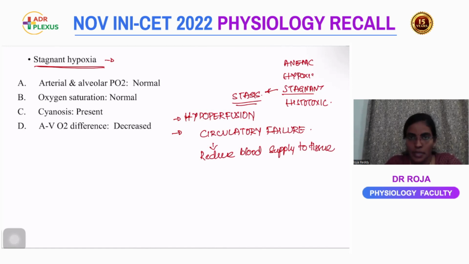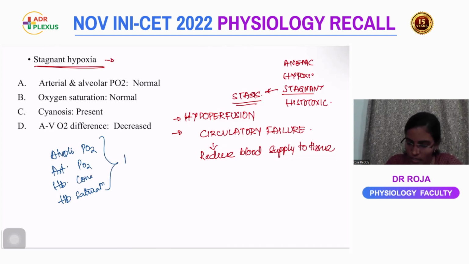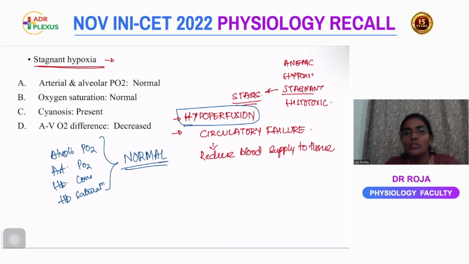But if you look at the alveolar PO2, the arterial PO2, hemoglobin concentration, hemoglobin saturation, all these are normal. Okay, where is the problem? The problem is in the hypoperfusion. The flow is so slow, the flow is sluggish, reduced blood flow. Because of that, what will happen?